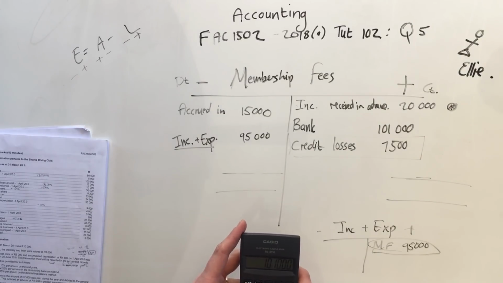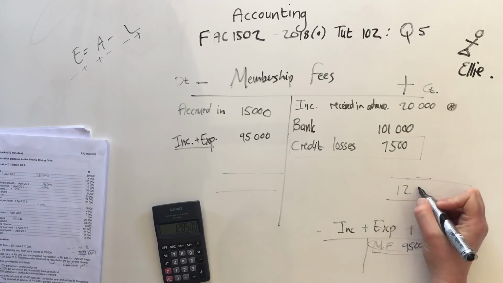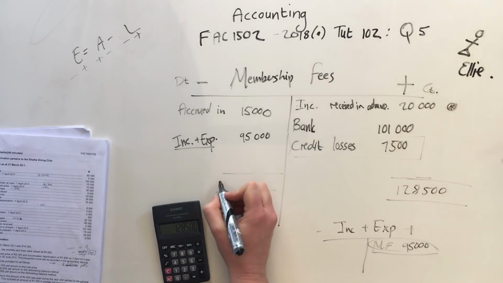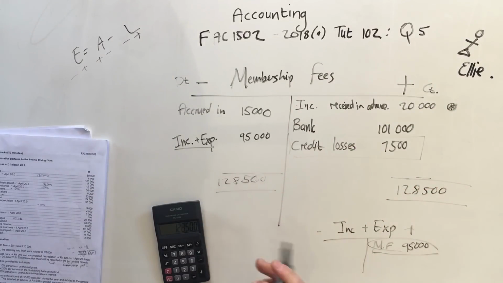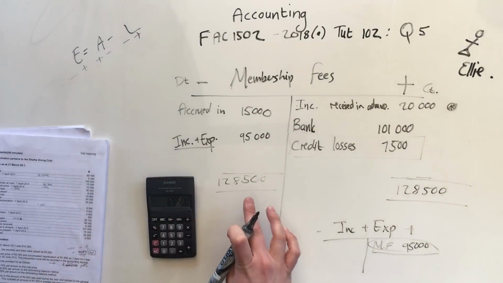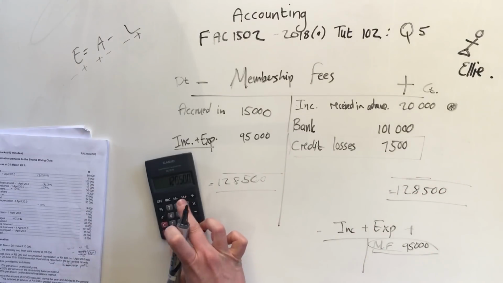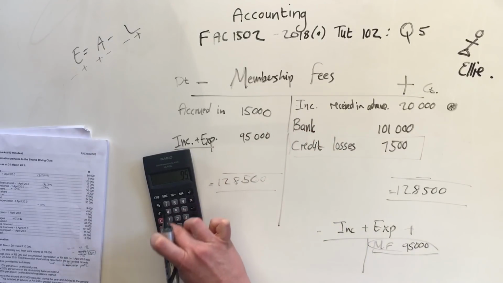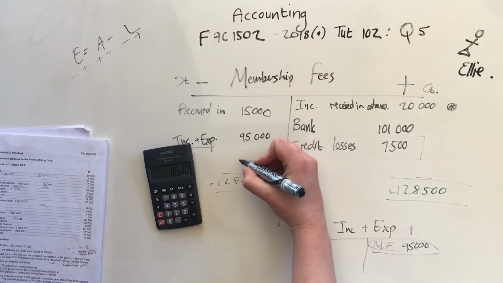Then on this side, we have 101,000 plus 7,500 plus 20,000 equals 128,500. So that's the bigger one, and we're going to write the bigger one here, 128,500. Thank you, Steph. Now 128,500 is not the total over here, but we have to make it the total because they have to be equal. So we take the 128,500 and minus 95,000 minus 15,000, and that gives us 18,500.